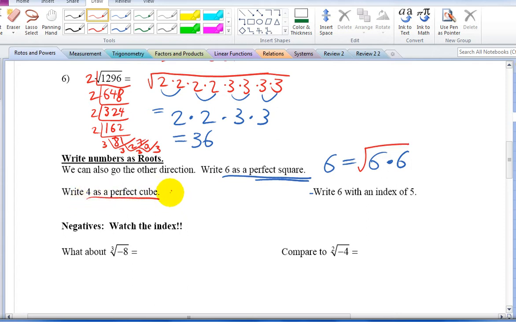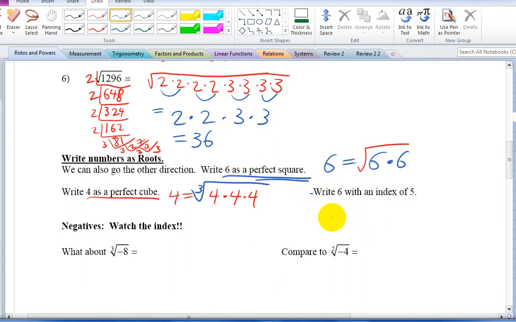What about 4 as a perfect cube? What symbol are we going to have to add? You looked at me like, no idea? No worries. Cube root sign. Okay, there you go. Try this next one.